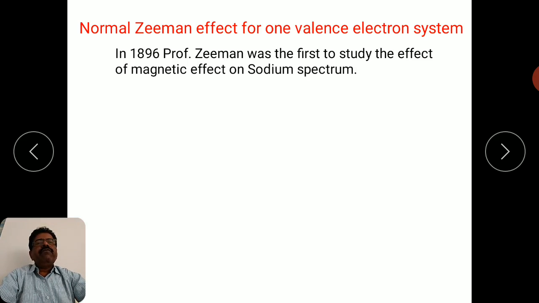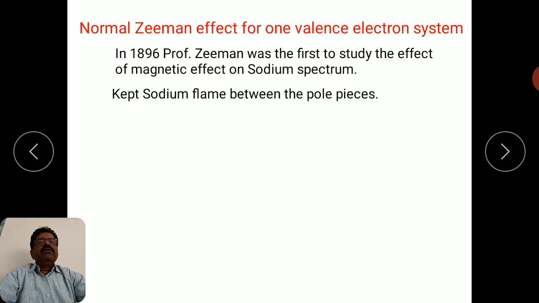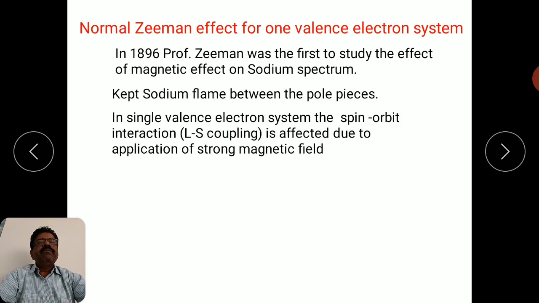Since sodium is a one valence electron system, in this video we shall try to understand how normal Zeeman effect affects the one valence electron system, or how one can observe the splitting of a single spectral line into three components. As I have mentioned, Professor Zeeman kept the sodium flame between the pole pieces and observed the spectra. Now since sodium is a single valence electron system, there is a spin orbit interaction.